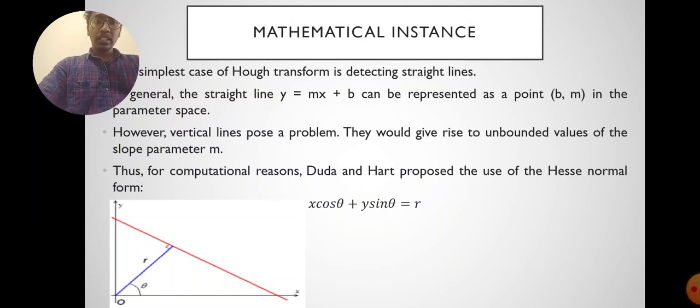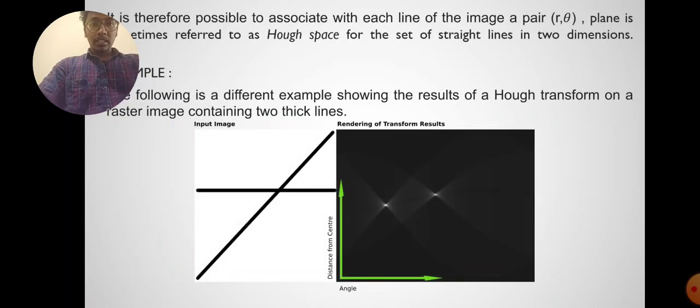Thus, for computational reasons, Duda and Hart proposed the use of the Hessian normal form. The line in the image is given by x cos theta + y sin theta = r. You can go through the image for some more knowledge. It is therefore possible to associate with each line of the image a pair (r, theta). The plane is referred to as Hough space for the set of straight lines in 2 dimensions, and an example is also given, so you can go through the example.